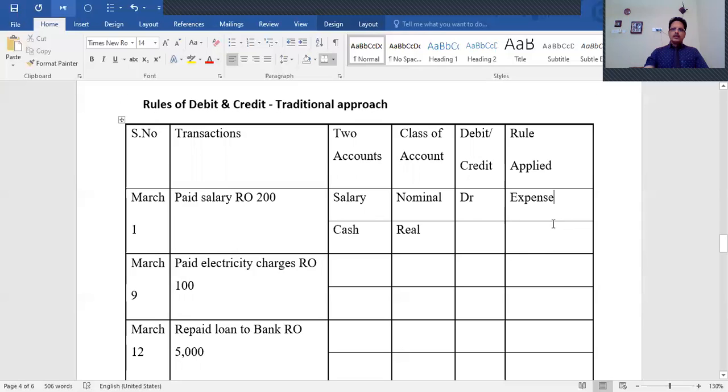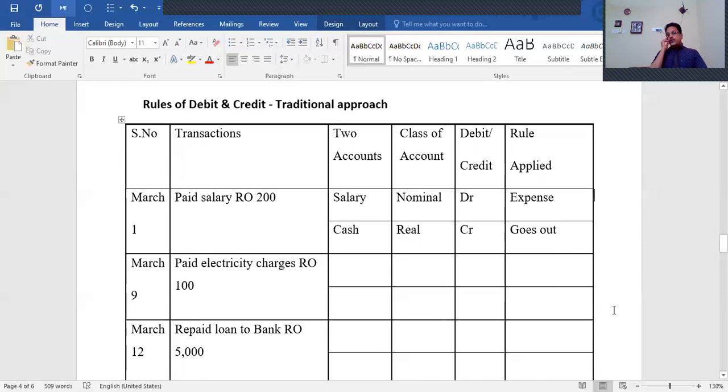Then real account, you know already the rule. Debit what comes in, credit what goes out. Here what happened? When you pay salary, cash goes out. So when cash is going out, real account, once again, debit what comes in, credit what goes out. So credit the real account. And why is it credit? Because the rule is goes out. So this is the rule.